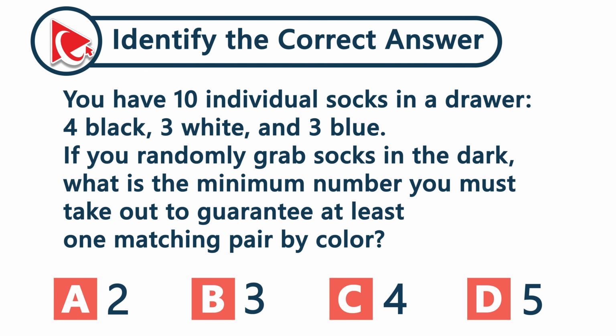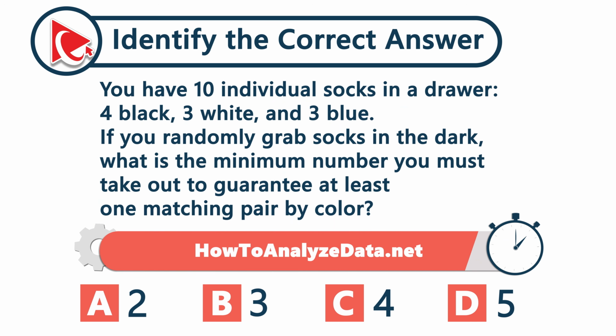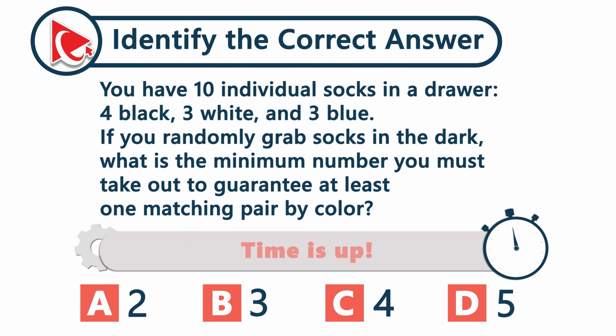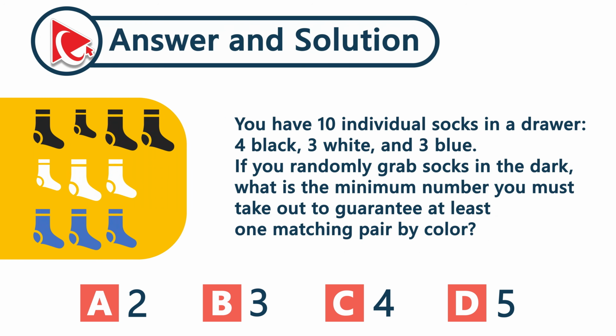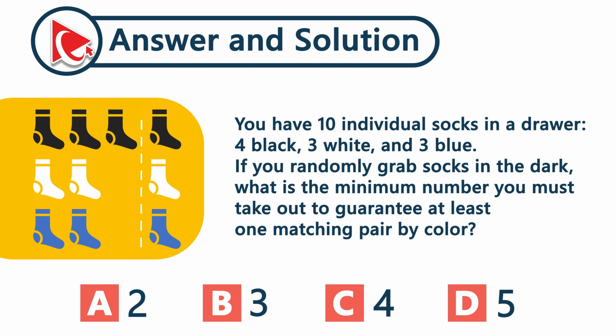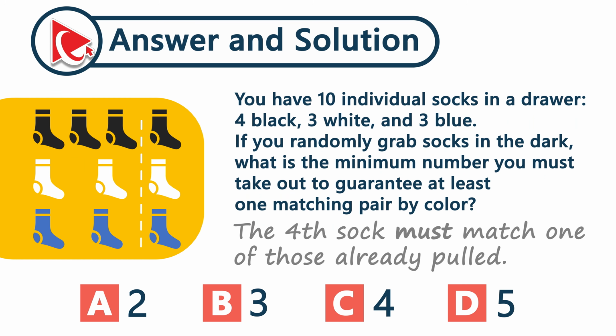You've got 10 socks in the drawer, 4 black, 3 white, and 3 blue. In the dark, how many do you need to pull out to guarantee at least one matching pair? Let's think worst case scenario. What if the first 3 socks are all different colors? 1 black, 1 white, and 1 blue. That means 3 socks, no pair. But once you pull out a 4th, it must match one of the first 3. So, to guarantee a pair, you need at least 4 socks, and the correct answer here is choice C, 4.